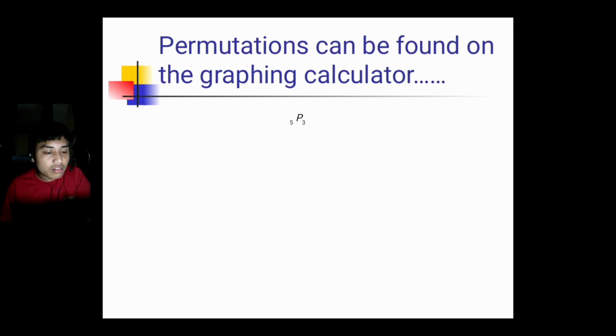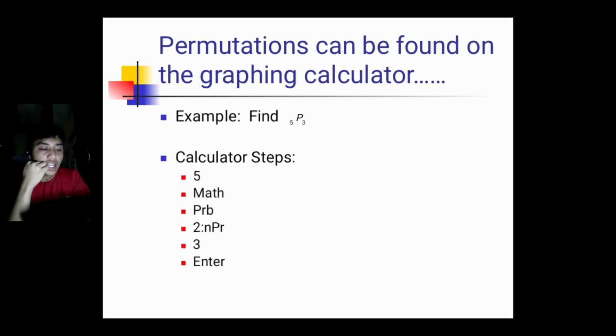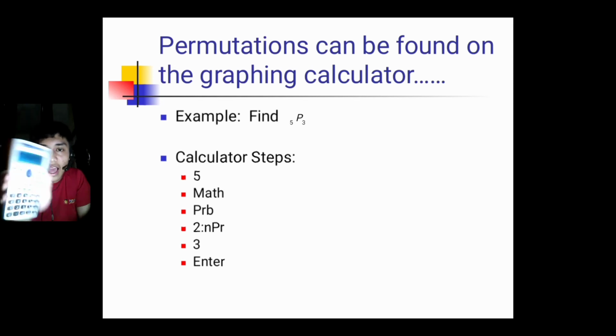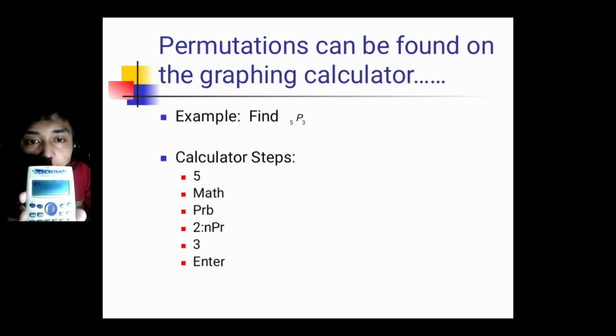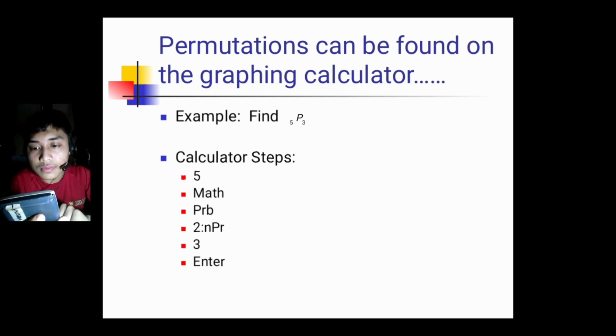Permutations can be found on your graphing calculator. So example, 5P3. Calculator steps: you are going to press 5, math, PRB, 2, colon nPr, then 3, and then enter. Kasi sa calculator ko, pipindutin ko yung shift, then I will press the multiplication sign, so I have P. Kung makikita niyo yung P. So I'm going to find the 5 and 3. So ito siya. Then we're going to compute.